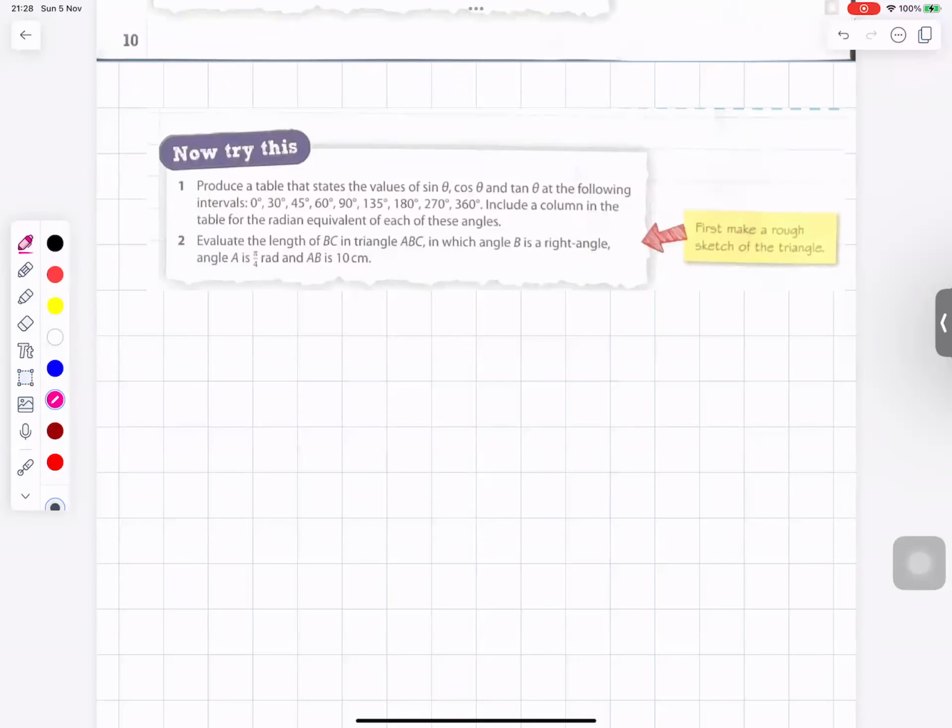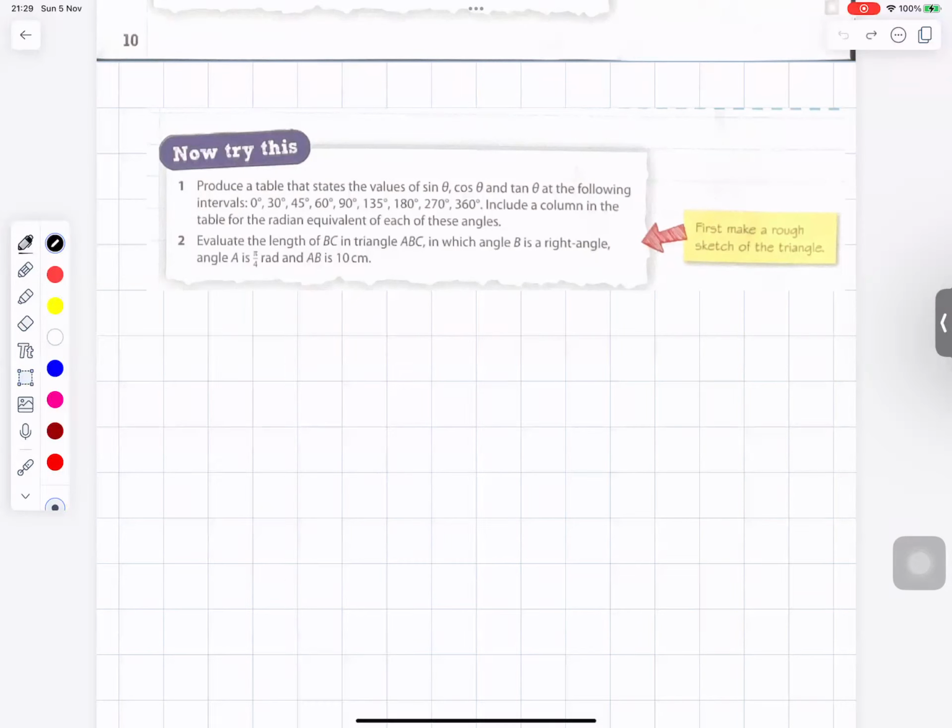Question number 2. Evaluate the length of BC in the triangle ABC, in which angle B is a right angle. So if I draw a triangle, because the question says, first make a rough sketch of the triangle. So I'll make a rough sketch of a triangle.